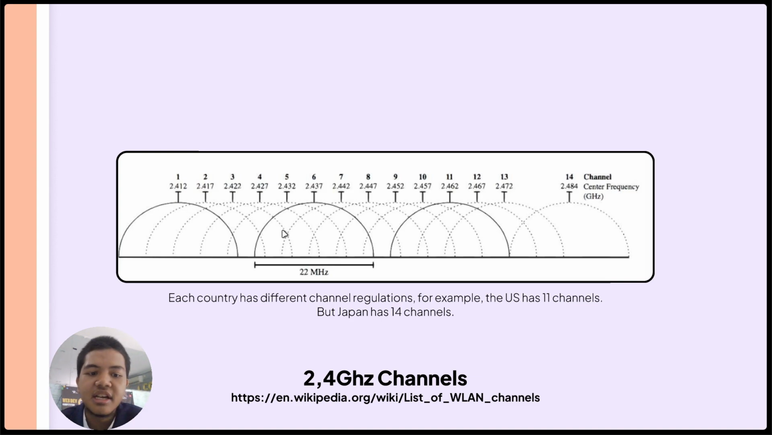Each country has different channel regulations. For example, in the United States they have 11 channels, but in Japan it has 14 channels. Okay, this is about the 2.4 gigahertz channels.